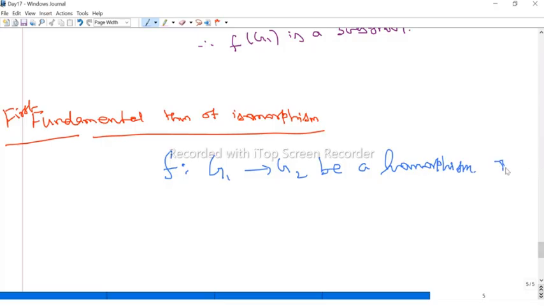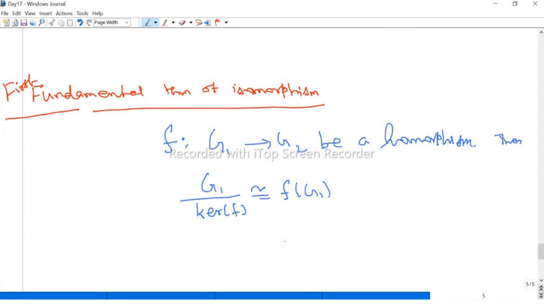If F is any homomorphism, then the theorem says G1 by the kernel of F, the quotient group, because since the kernel of F is a normal subgroup, we can talk about the quotient group. And this should be isomorphic to F of G1. Not G2, F of G1. So G1 by kernel is isomorphic to F of G1. It's a very, very important theorem.